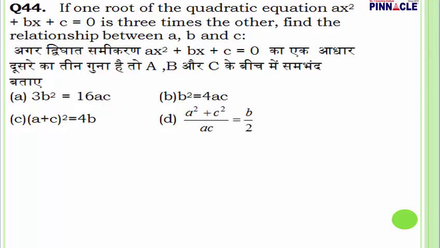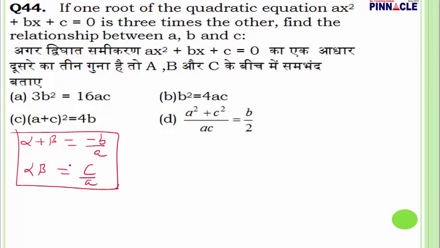Question number 44. In this question, it is given: if one root of the quadratic equation ax square plus bx plus c is equal to 0 is 3 times the other, find the relationship between a, b and c. So if you find such kind of question, there is one formula you must know. Let's say one root is alpha and other root is beta. So alpha plus beta sum is always equal to minus b by a. And second, alpha into beta is always c by a. In lower classes you must have remembered this formula. If you do not remember, then you must know about this formula. However, in later stage, we will also derive how you find it. But from the exam point of view, you have to memorize it.